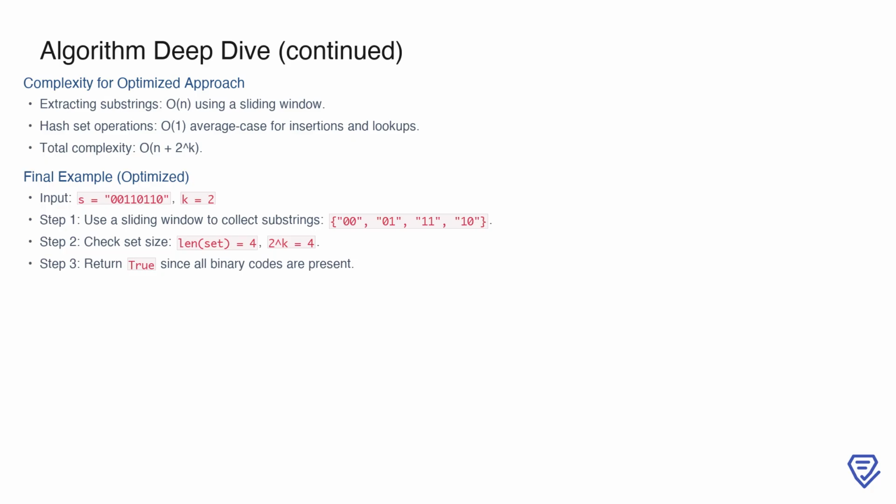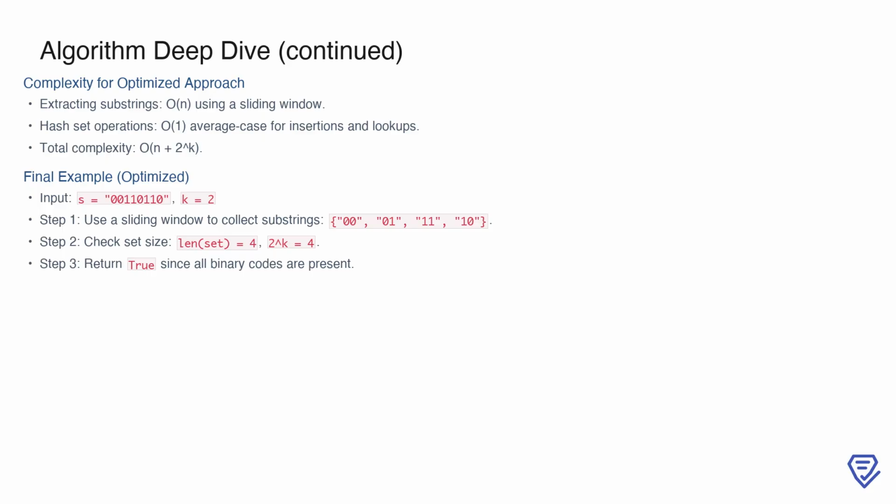The optimized approach significantly improves complexity. Extracting substrings with a sliding window takes O(n), while hash set operations like insertions and lookups are O(1) on average. The total complexity is therefore O(n + 2^k), which is much more manageable compared to the brute force method. Let's revisit the example with s equals 00110110 and k equals 2.